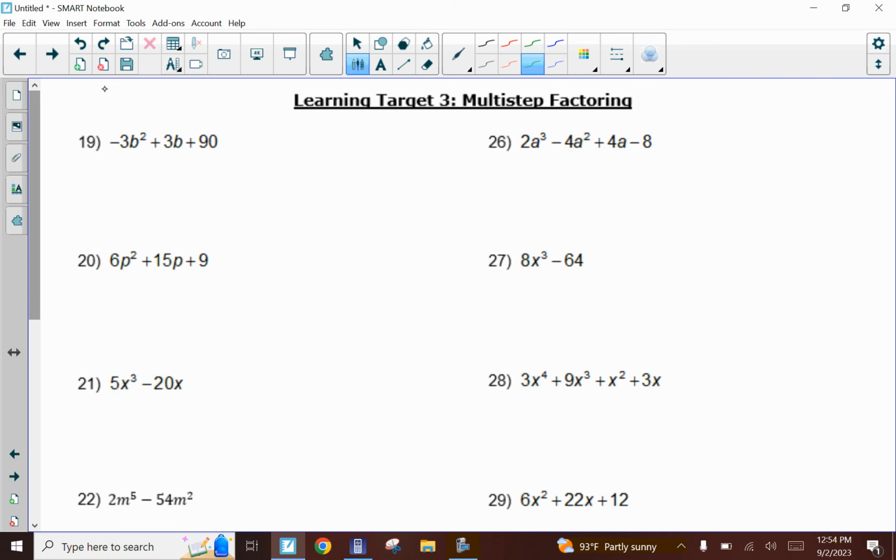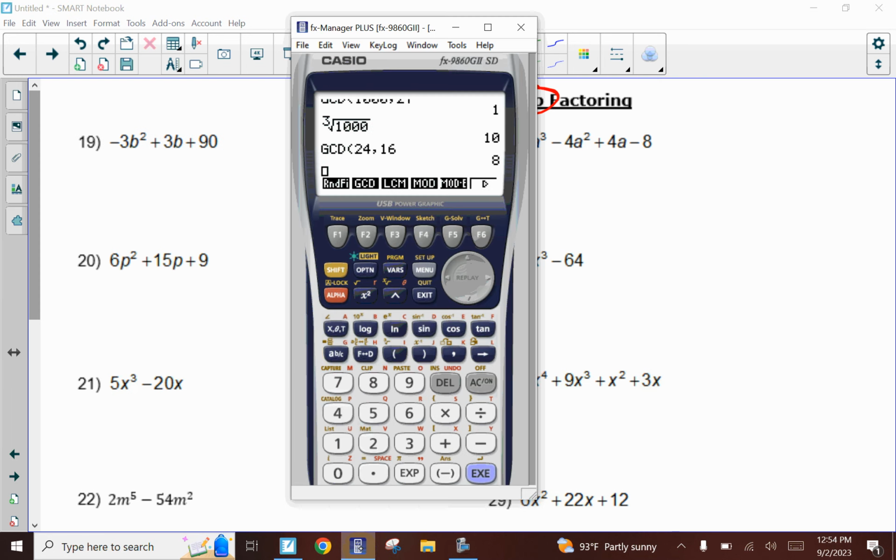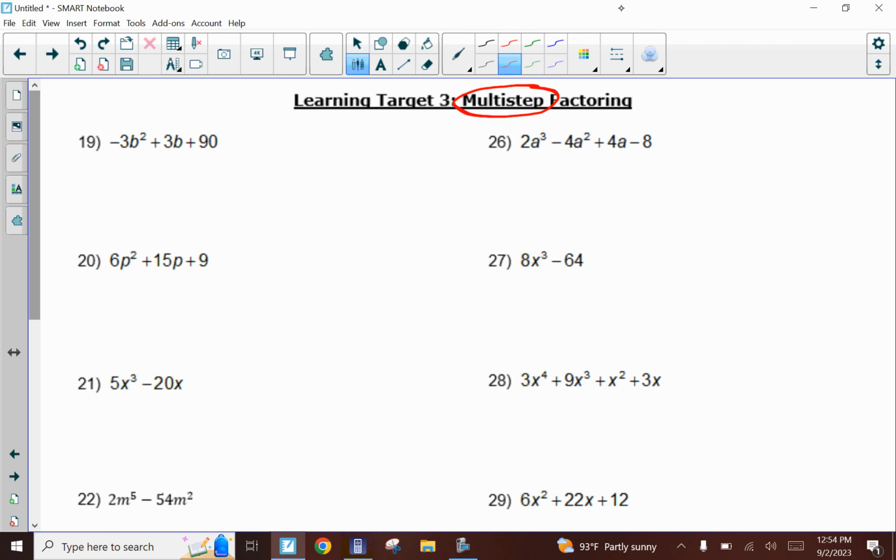Okay, the next section is called multi-step factoring. So multi-step is a hint that a lot of these are going to have a GCF. So we're going to start there. So let's not use the cut. Let's use the calculator. And we've got the GCF set. So we're going to put in 3, 3, 90. So this one has a GCF of 3.